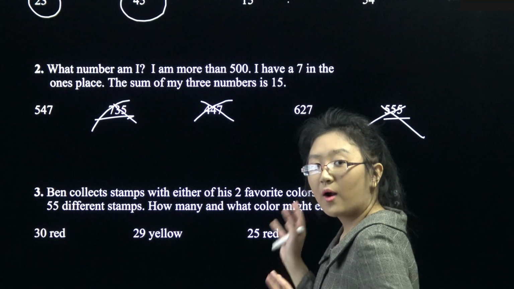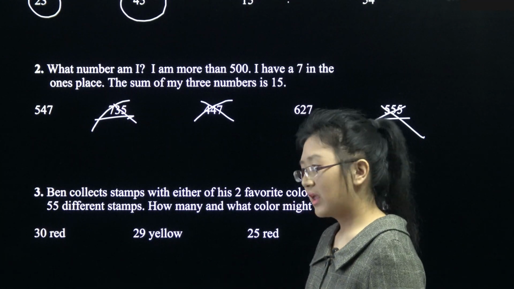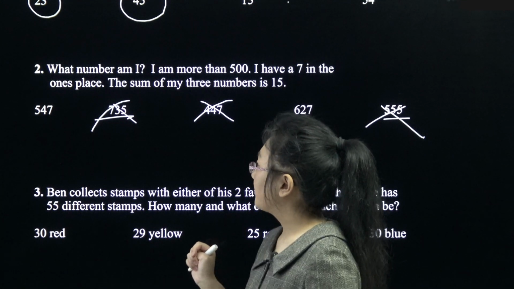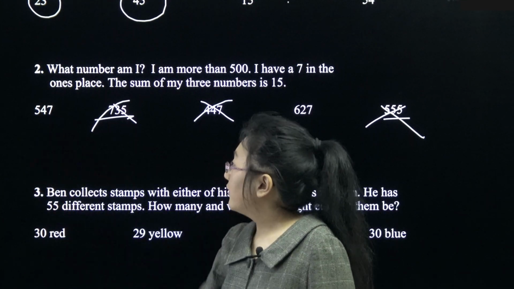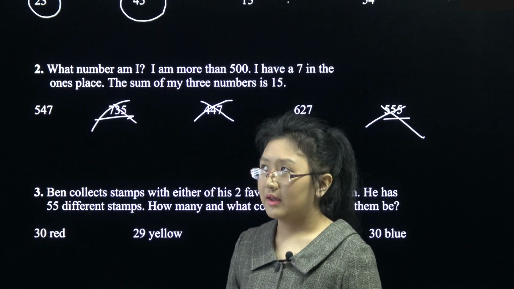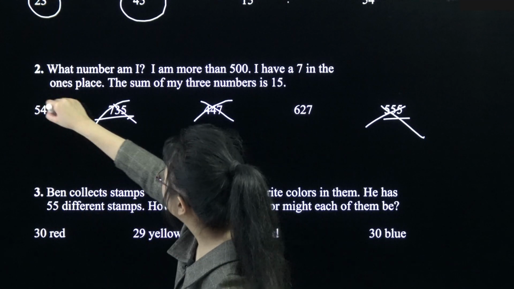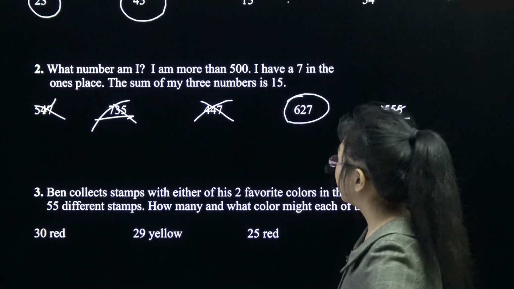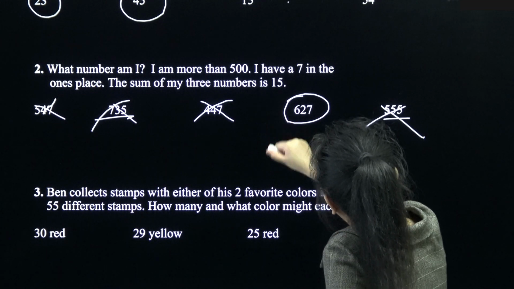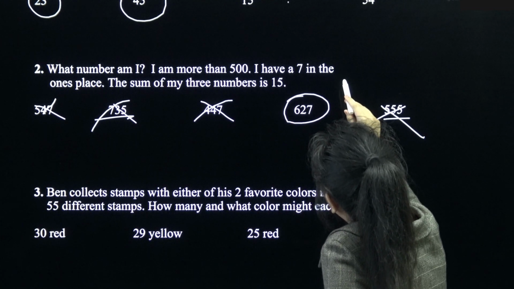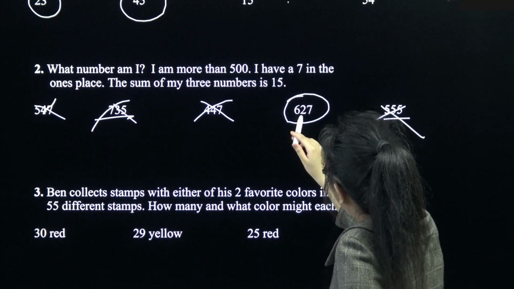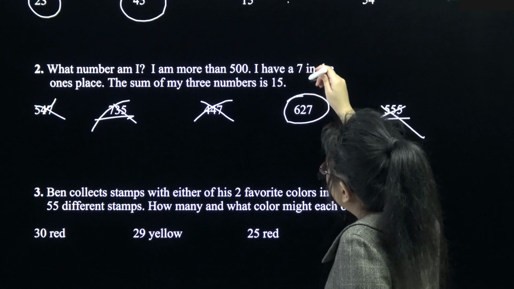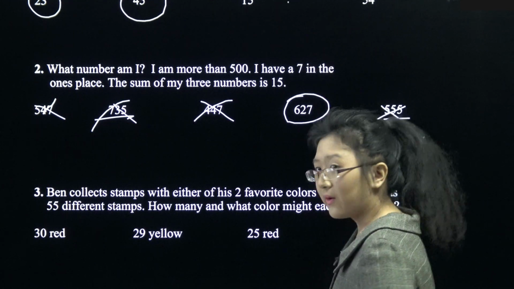Well, this is the part where you technically do a little bit of guess and check, because there's 2 answers, and there's only one quality left to distinguish between them. Now let's try. 5 plus 4 plus 7 is equal to 16. That's not the answer. The only one left is this one. Now you can check your answer. It's more than 500. Yes. Its digits add up to 15. 5 plus 2 equals 8. 8 plus 7 equals 15. Yup. I have a 7 in the ones place. Yup. Okay, that's the answer.